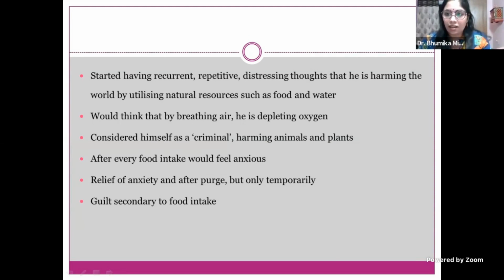The relief of anxiety was only temporary after every purge and it lasted until the next food intake. There was a lot of guilt which was also present secondary to the food intake, as the underlying theme was that the child was being selfish by taking up all the food and resources for the rest of the world.